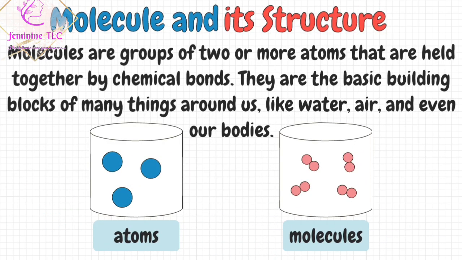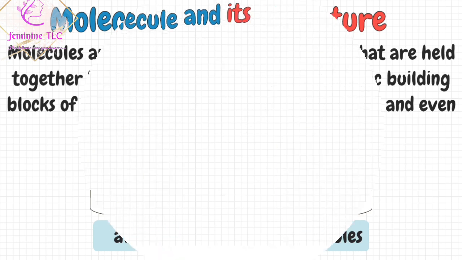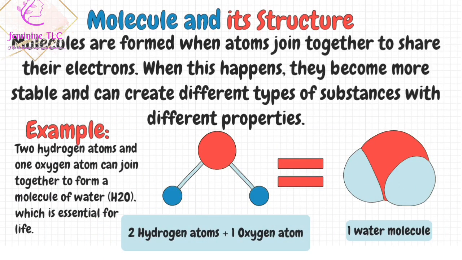Now we move to molecules and their structures. So molecules are groups of two or more atoms that are held together by chemical bonds. They are the basic building blocks of many things around us, like water, air, and even our bodies. Having known this, we need to also look at the structure of molecules.